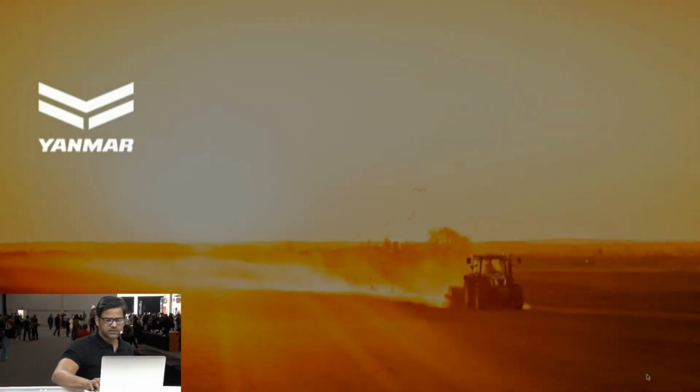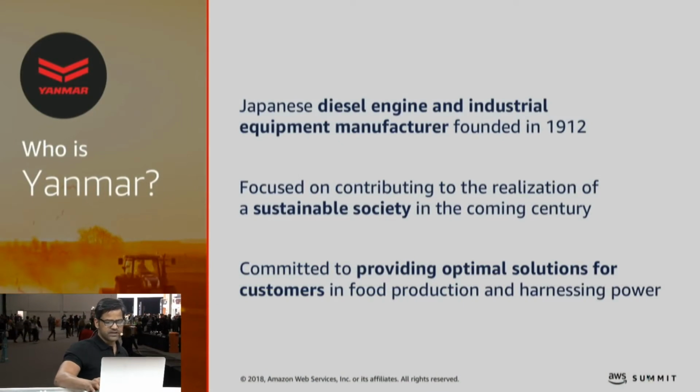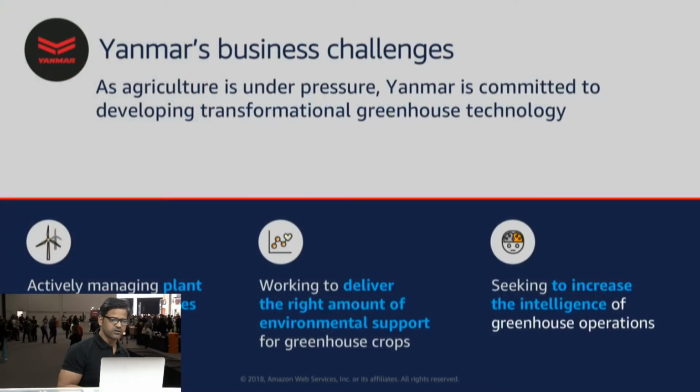So this is a customer, Yanmar. It's a Japanese diesel engine and industrial equipment manufacturer. They've been having this challenge around a precision connected agriculture use case, where they wanted to actively manage plant growth in greenhouses. So these are really high-tech greenhouses. I have a picture on the next slide, which I'll show you in a bit.